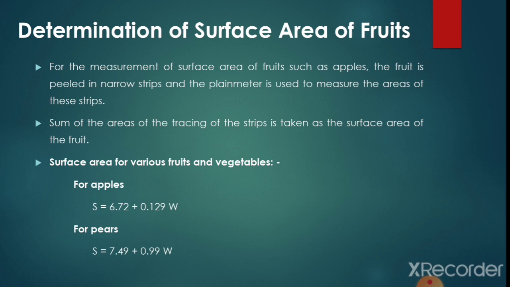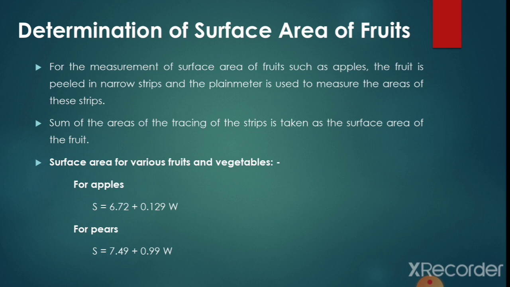Now we will see how to determine the surface area of fruits. For the measurement of surface area of fruits such as apples, the fruit is peeled in narrow strips. That is, we cut that fruit into a number of slices or strips, and then with the help of a planimeter we measure the area of each strip or slice. Then the total area of that fruit is determined by the sum of the areas of the tracings of the strips.